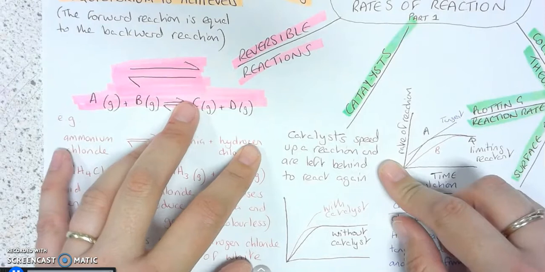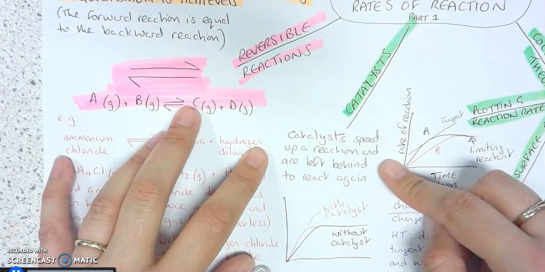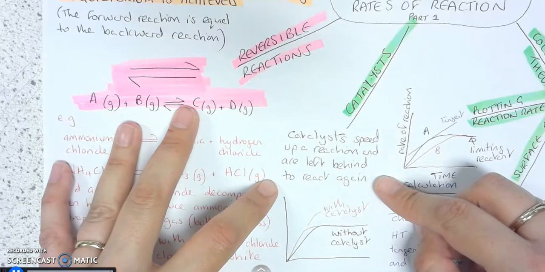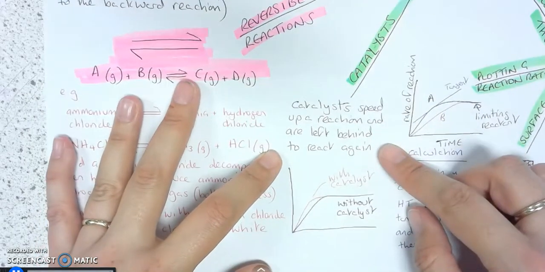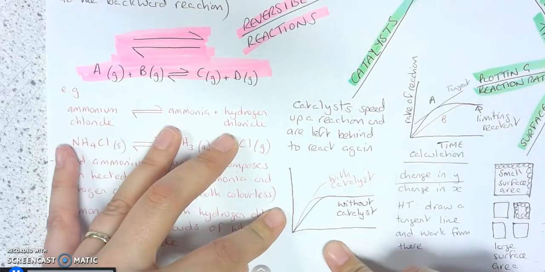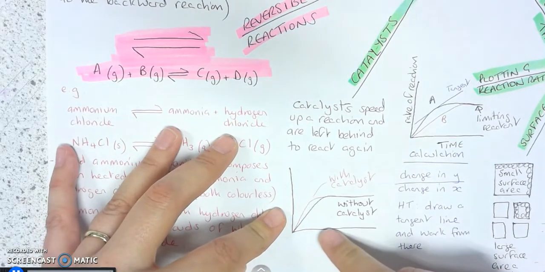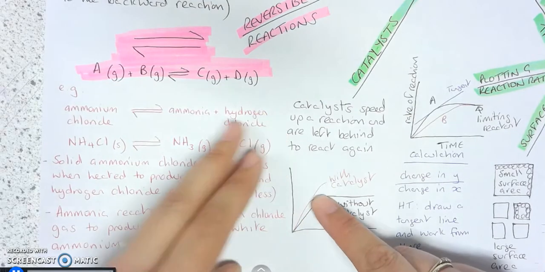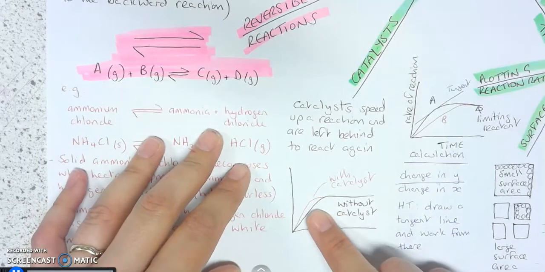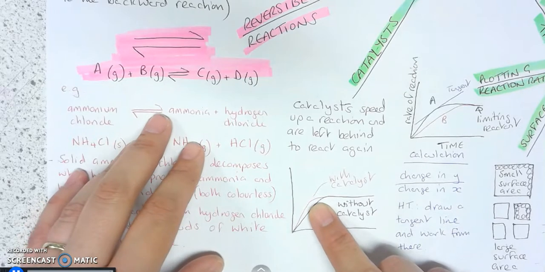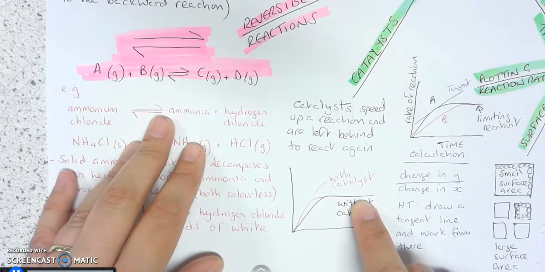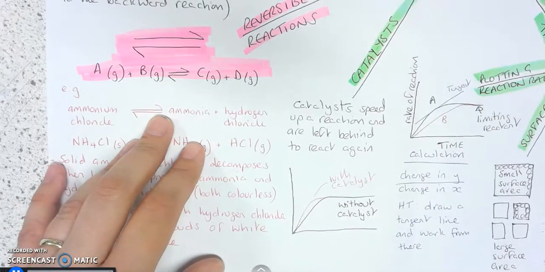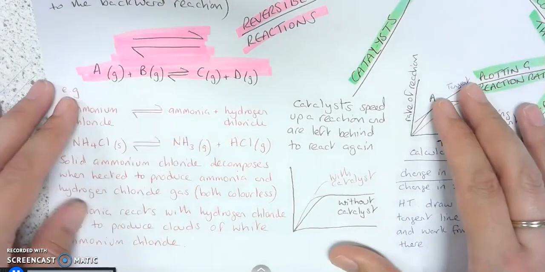Catalysts. Catalysts are another way to speed up a rate of reaction. The good thing about a catalyst, though, is it's left behind afterwards, so it can react again. Now, if I had to sketch out a reaction using a catalyst, you can see that the line would be further over to the left. It would be a steeper line because the catalyst would make the reaction happen faster. Okay. However, I'm still going to end up with the same amount of products because one of my reactants may have run out. So catalysts speed up a reaction and are left behind to react again.